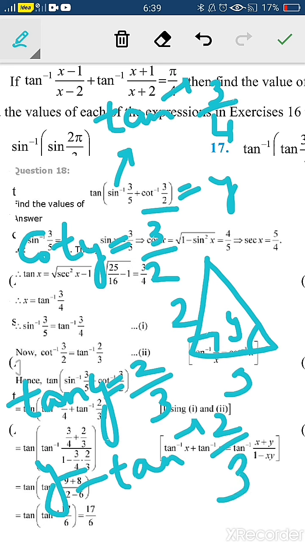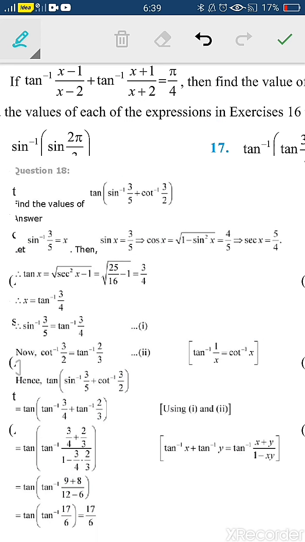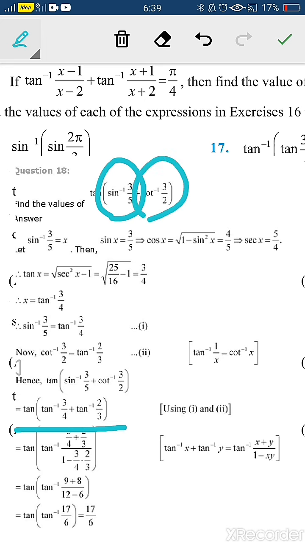Is it clear, everyone? We have done in class 10 how to convert a sine theta in terms of other trigonometric functions. The same we are doing here also. This is class 10th work, right? Now we have got y as tan inverse 2 by 3. Let us write this again. So now what we have concluded, the function becomes this. We have put the value of sine inverse 3 by 5 as tan inverse 3 by 4, and cot inverse 3 by 2 as tan inverse 2 by 3.